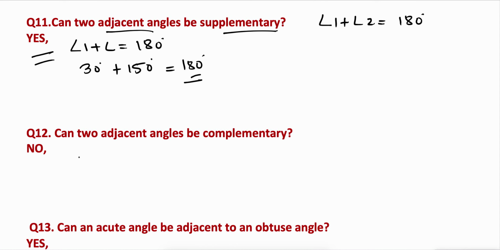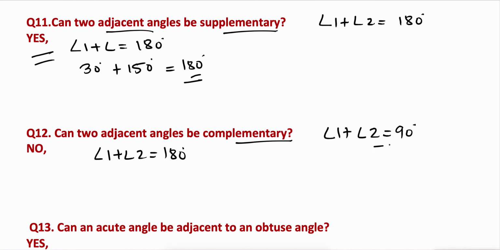Can two adjacent angles be complementary? For adjacent angles on a line, angle 1 plus angle 2 should be equal to 180 degrees, and for complementary, angle 1 plus angle 2 should be 90 degrees. So the two adjacent angles cannot be complementary. So the answer is no.